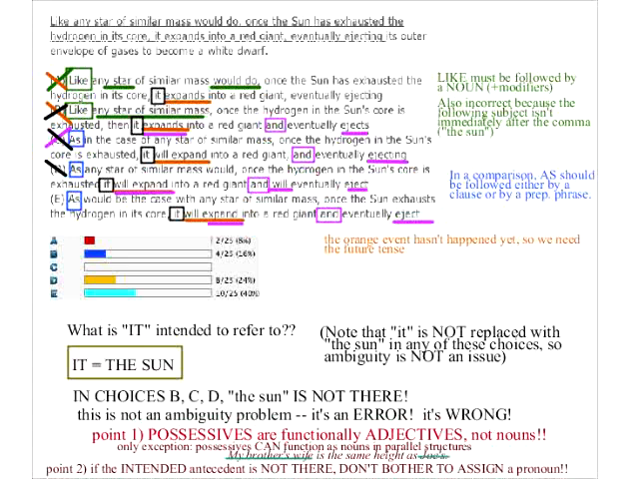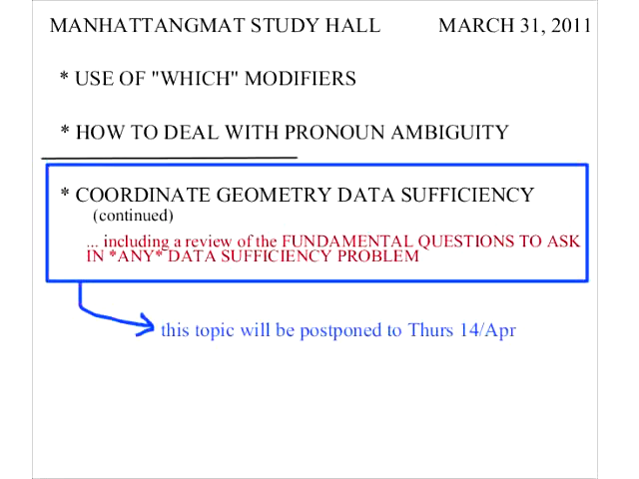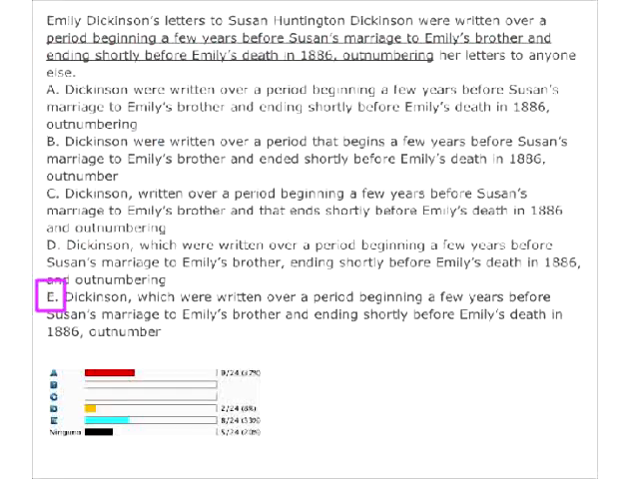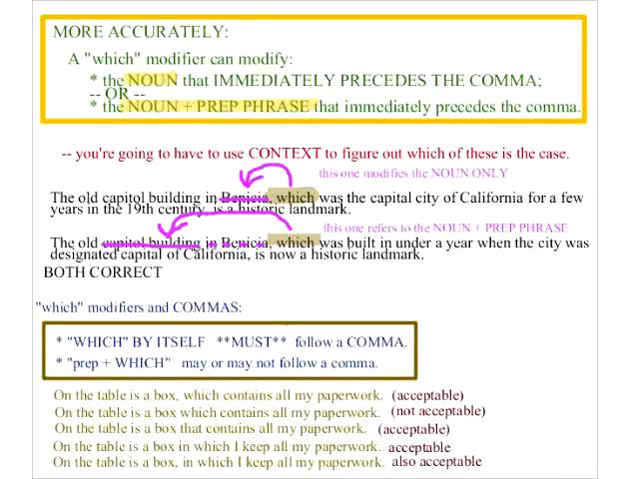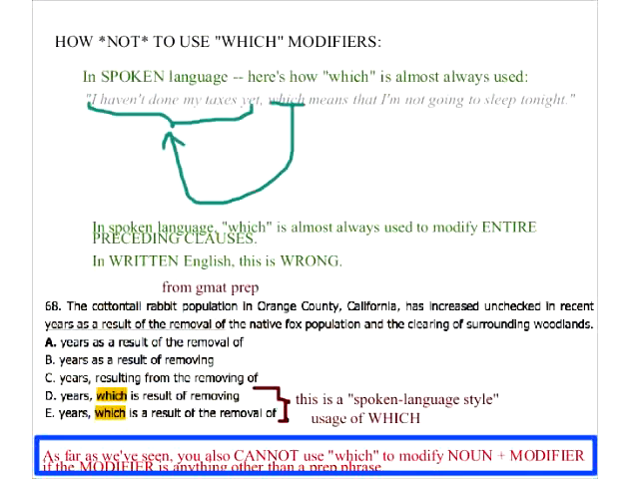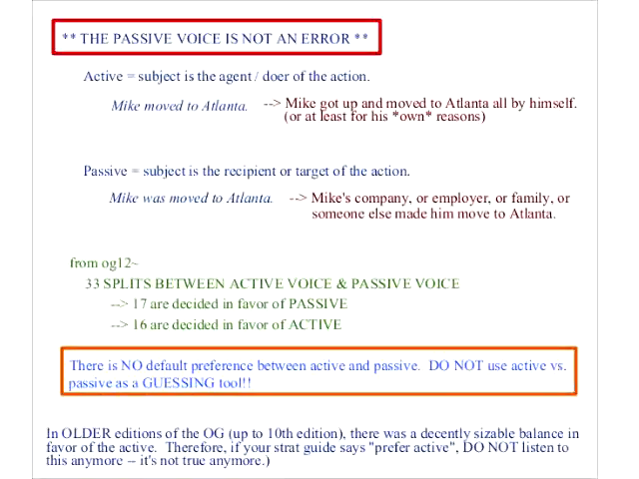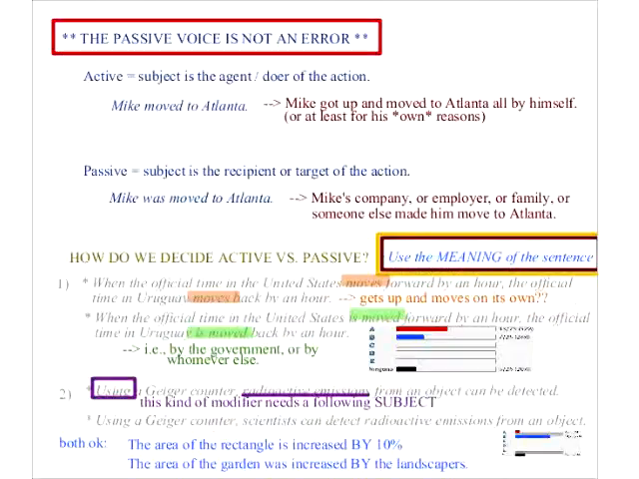Okay, we need to wrap it up. Remember, next time we are going to go to the rest of coordinate geometry, data sufficiency, and so on and so forth. Brief wrap-up of what we've learned today about the which modifier. Remember that it can modify nouns that immediately precede the comma, which you knew, but it can also modify noun plus prep phrases. But you should not use the which modifier the way that people talk. You should not use it to modify entire clauses or whole ideas. Don't do that.